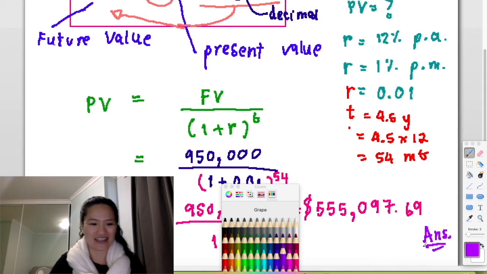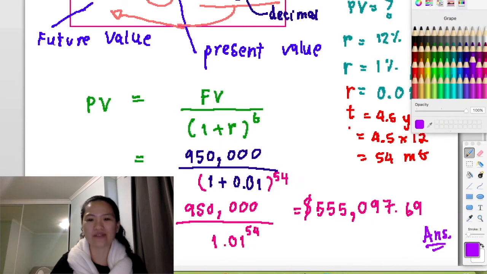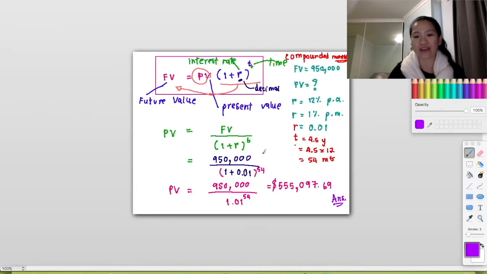Alright. Let's see again in conclusion. First, what we're going to do, we analyze the question. Put it with the formula. You have to understand that they ask you PV. They ask you the money that is deposited now. That means present value. And then you know the formula. Future value is equal to PV multiplied with 1 plus R, the power T.